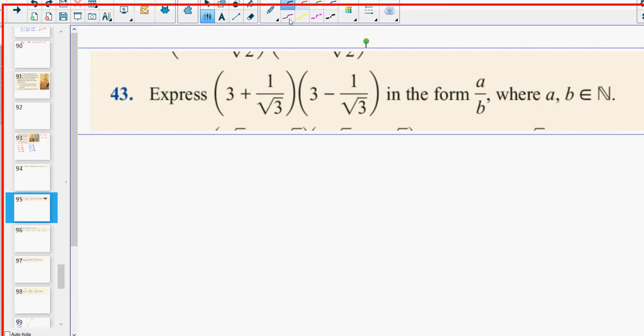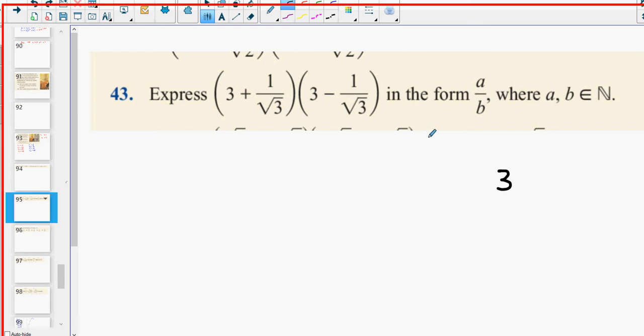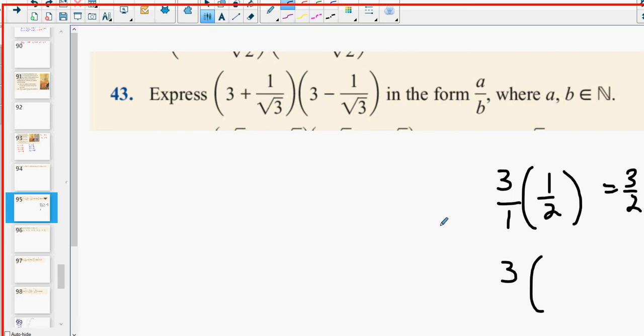When you multiply a number by a fraction, so if I multiply 3 by a half, what's the answer? 3 over 2. Top by top, bottom by bottom, 3 over 2. Likewise, if I multiply 3 by 1 over root 2, what's the answer? 3 over root 2. Okay.